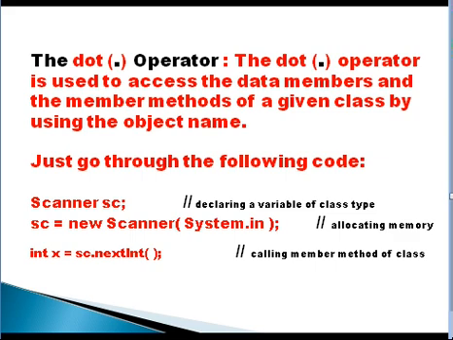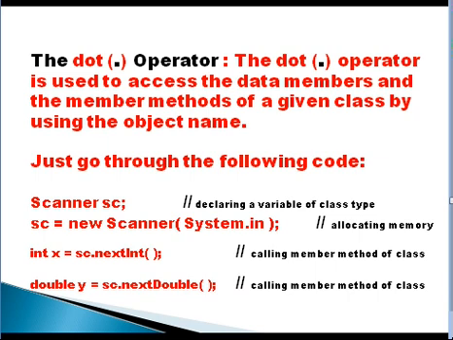I have taken a variable x of integer type and I have initialized it as sc.nextInt(). Now this sc is the object name followed by a dot operator, and then nextInt is the actual method of the Scanner class. So if I have to call the method of a given class, I have to use the object name, but then an operator is also required, which is the dot operator. So the question comes, what is the purpose of using a dot operator? A dot operator is used to access the data members or the member methods of a given class.